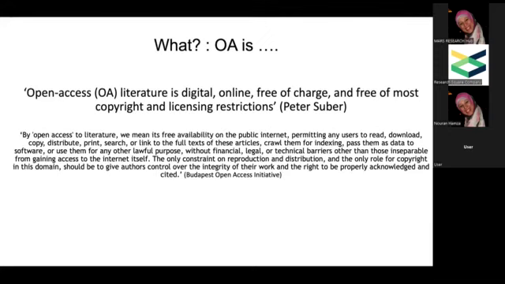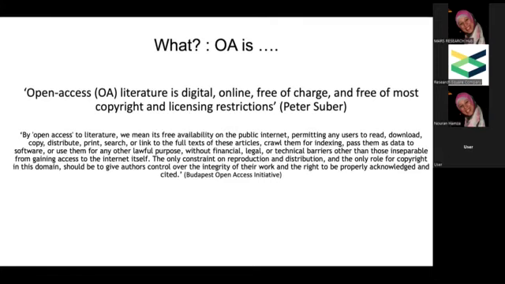By open access to literature, we mean free availability on the public internet, permitting anyone to read, download, copy, distribute, print, search, or link to the full text of articles. So that's quite simple. And I think that most of us, if not all of us, would agree that what we want to see with our research, with our data, with our publications is accessibility. We want assessment. We want our work to be peer reviewed. Of course, we want to publish in decent outlets, but we do want our work to be open access. We do want our research to be digital, online, and free of charge, free of many licensing restrictions.